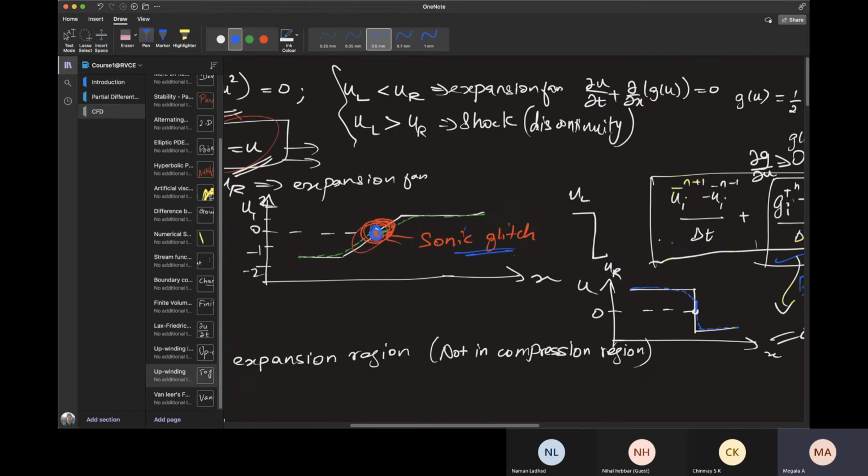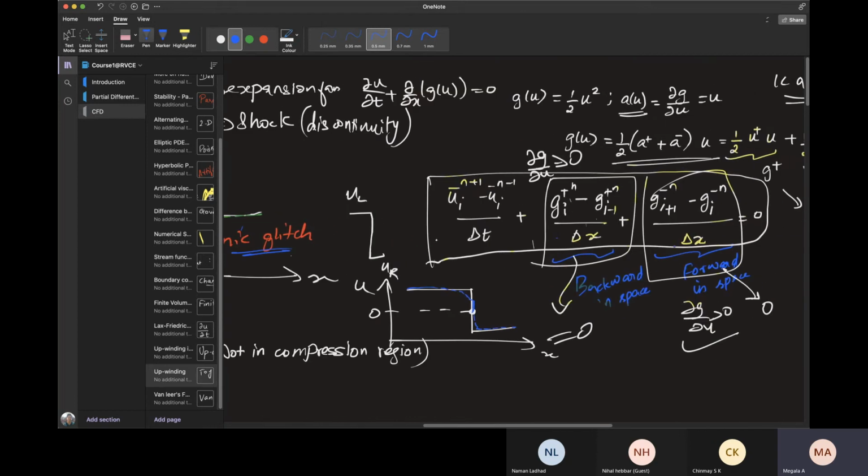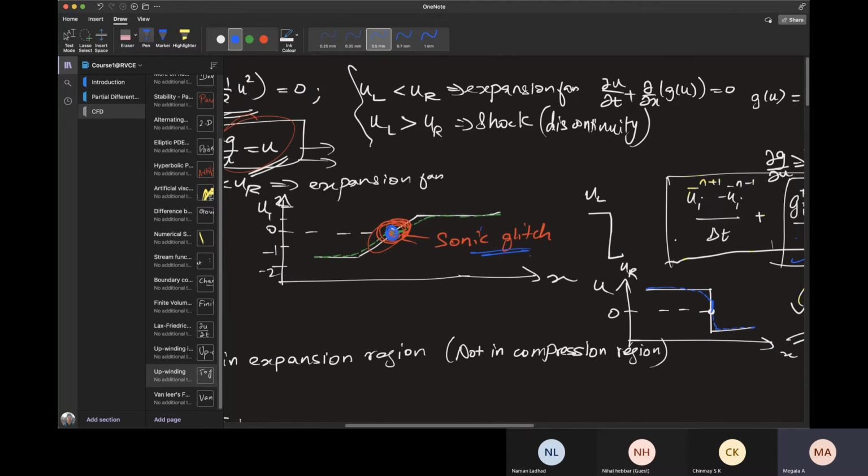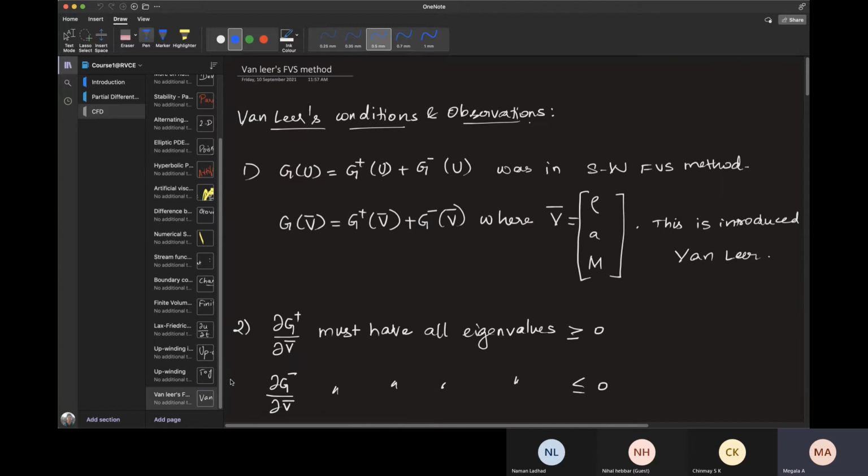You are doing some transition between schemes, right? You make sure that that transition is smooth, so that you avoid this glitch. So we'll be seeing this Van Leer's flux vector splitting method, which avoids this glitch. We'll see the conditions that he has given to avoid this glitch.